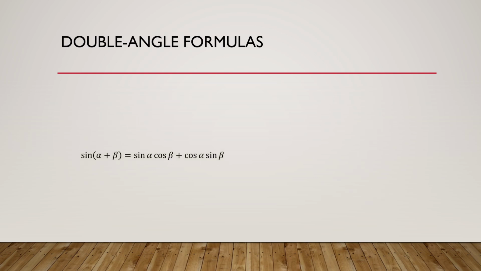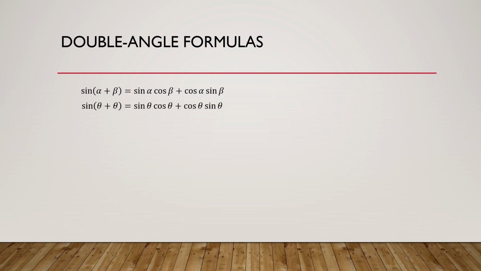Starting with the sum formula, sine alpha plus beta equals sine alpha times cosine beta plus cosine alpha times sine beta, and assuming alpha and beta are equal, we can arrive at the double angle formula, sine 2 theta equals 2 sine theta cosine theta.